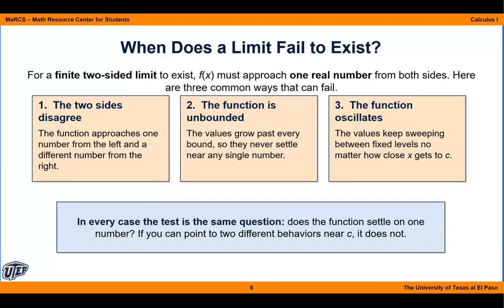In every case, we ask the same basic question: does the function settle near one number? If the function does not settle near one real number from both sides, then the finite two-sided limit does not exist. Let's examine each of these situations more carefully.